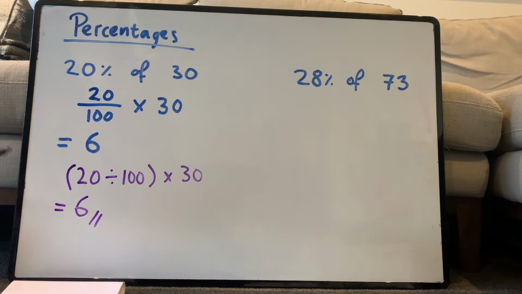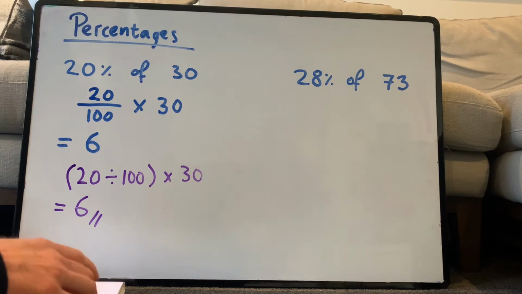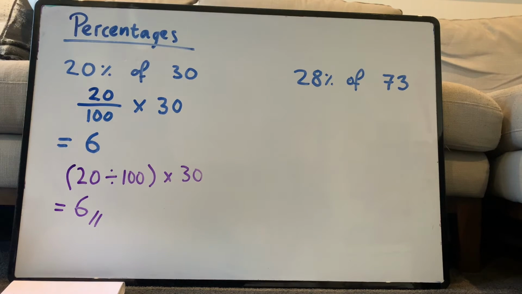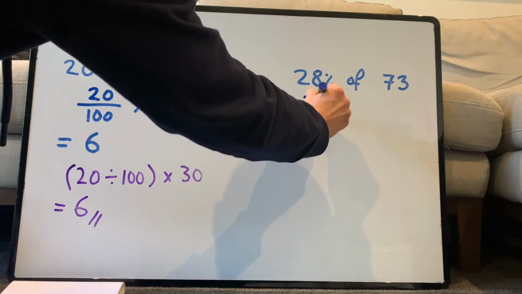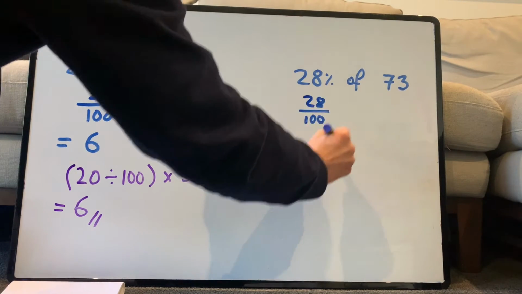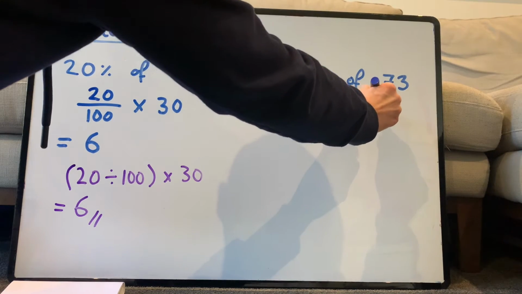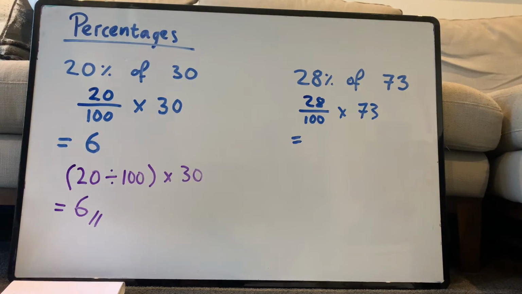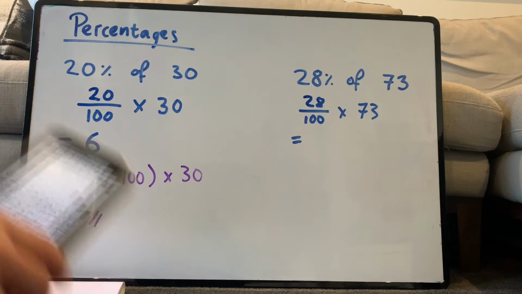Now, as I said, there's many methods to do this. You might think, oh yeah, that's easy because 10% of 30 equals 3, therefore 20% equals 6. Certainly true, but what are you going to do when it's 28% of 73? You're going to use the method that always works. 28 over 100 of is times 73. This goes straight into a calculator. I'm going to do it right now in real time. Fraction button, 28 down 100 times 73, 20.44.